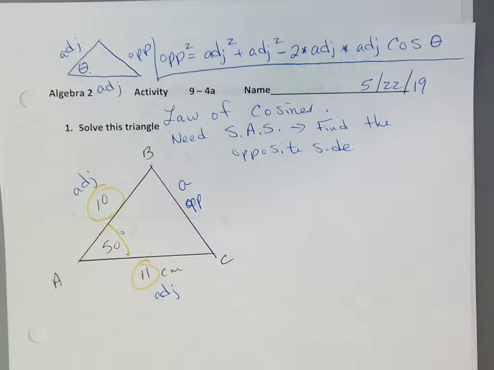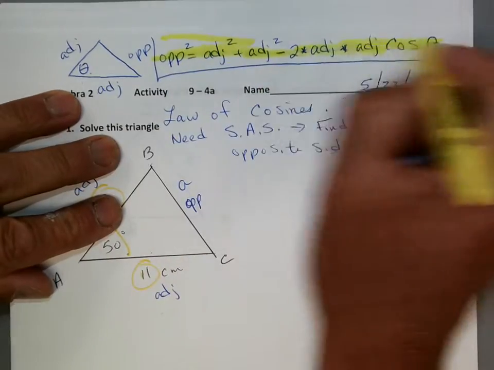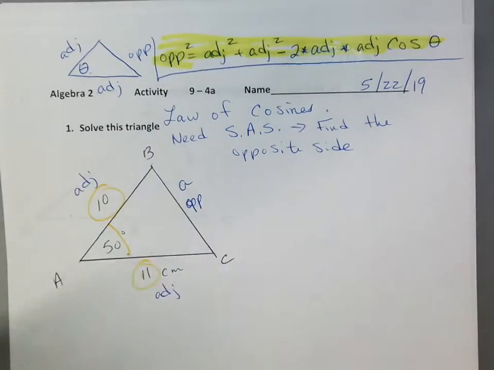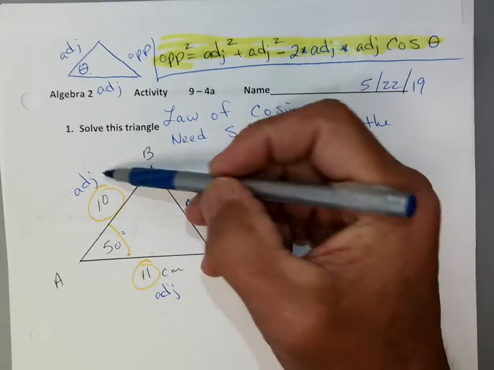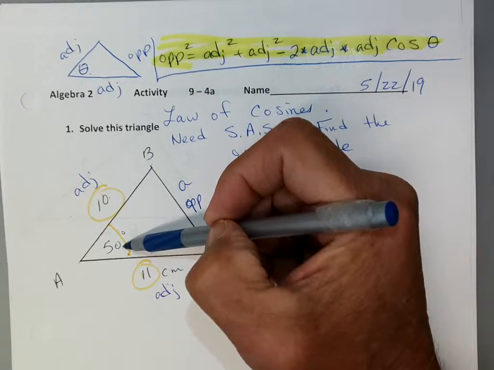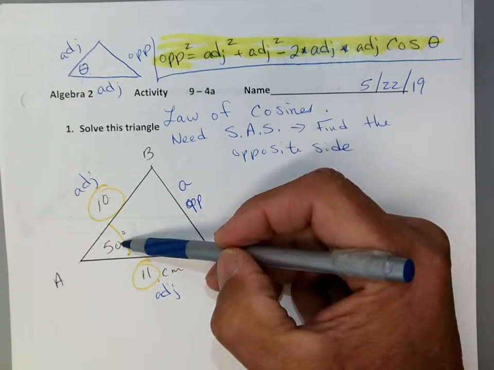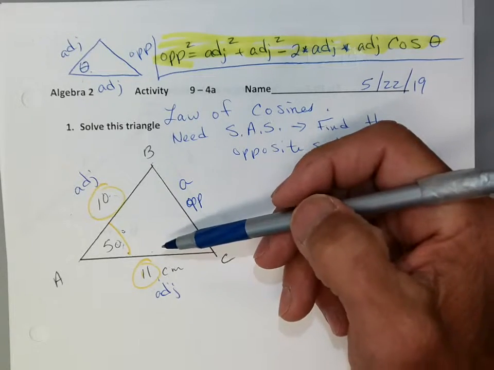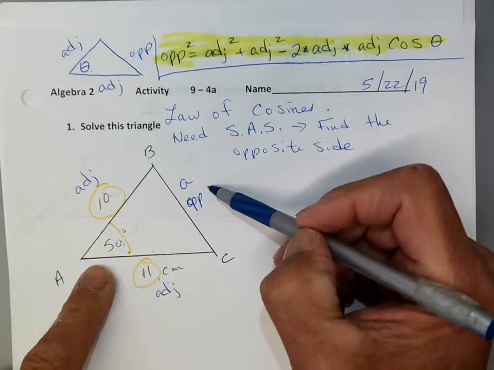Alright, so highlight that. Okay. So here we go. Ready? We have side, angle, side. The 10 is an adjacent side because it's next to my given angle. The 11 is an adjacent side because it's next to my given angle. That makes them adjacent. They're next to us, like next door neighbors, right? Side A is all the way on the opposite side. That makes it the opposite.